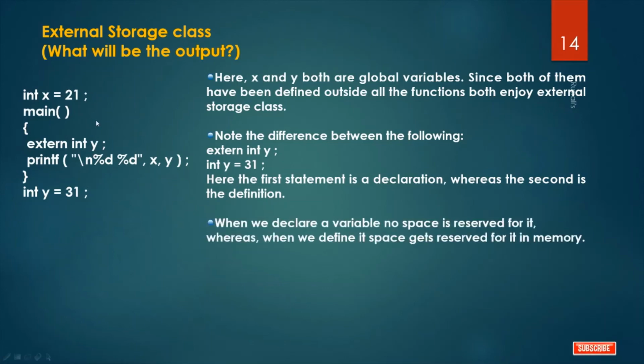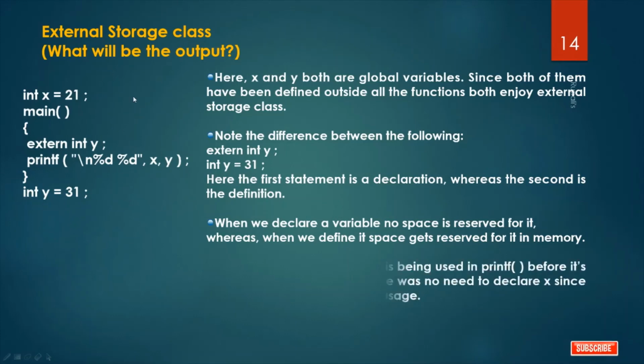When I declare a variable, no space is reserved for it. If we just write extern int y, no space is reserved for it. But when we define it, space gets reserved for it in memory. So when we declare, no space is reserved. When we define, space gets reserved for it in memory.